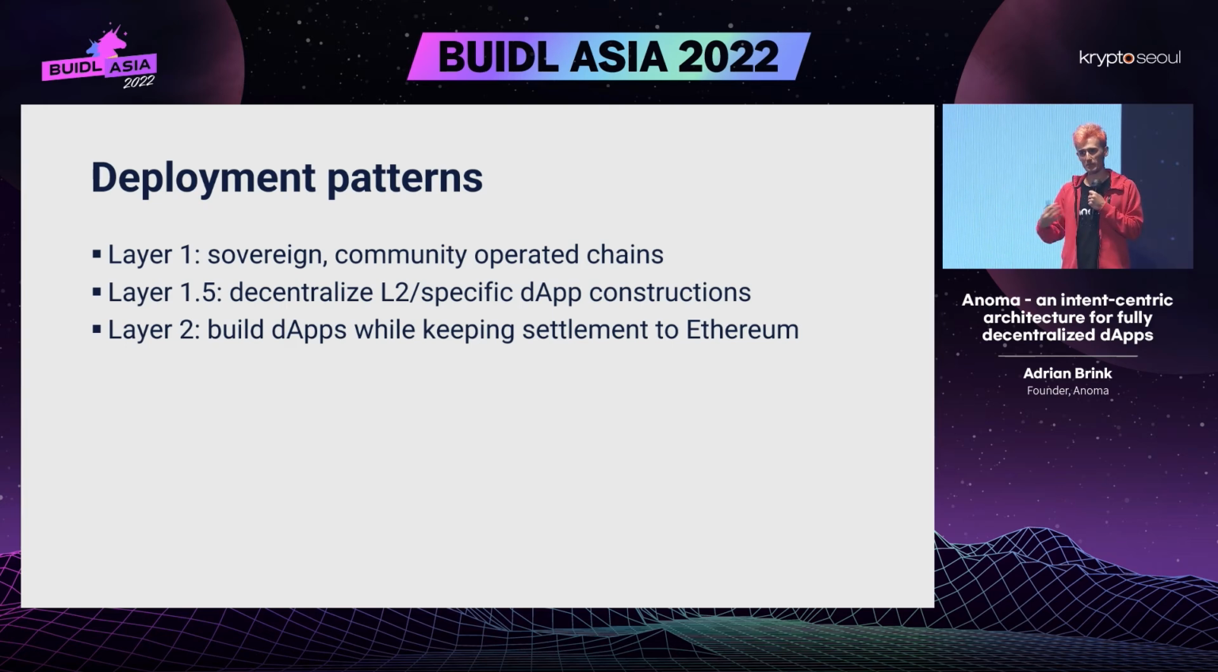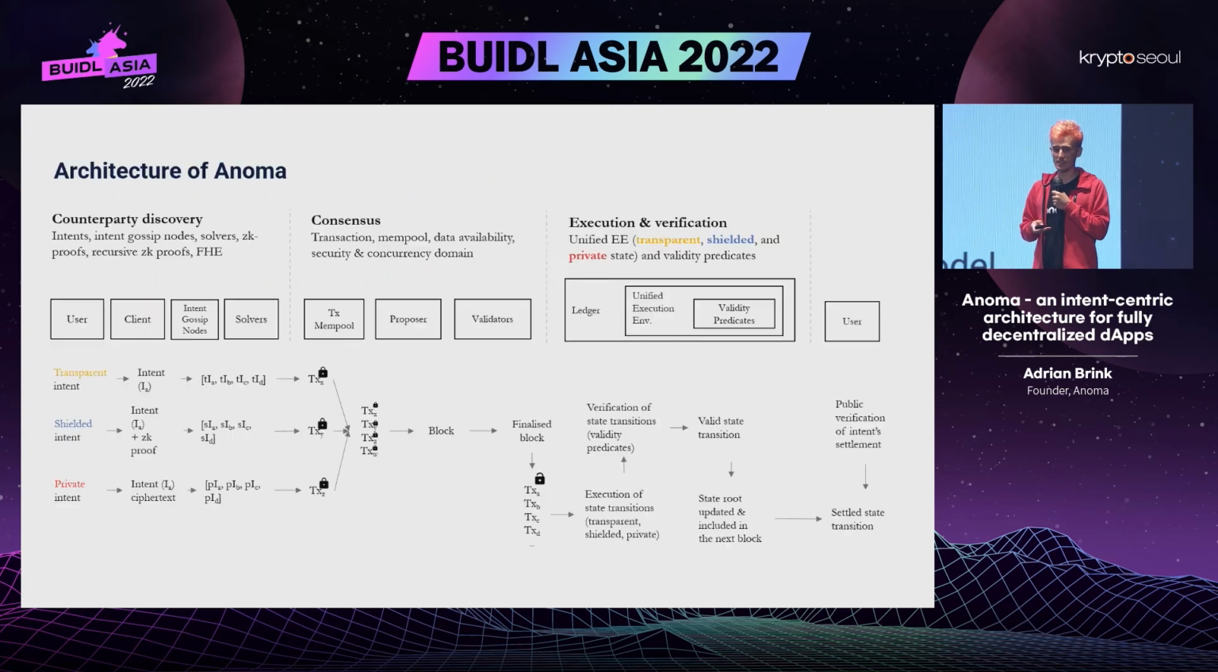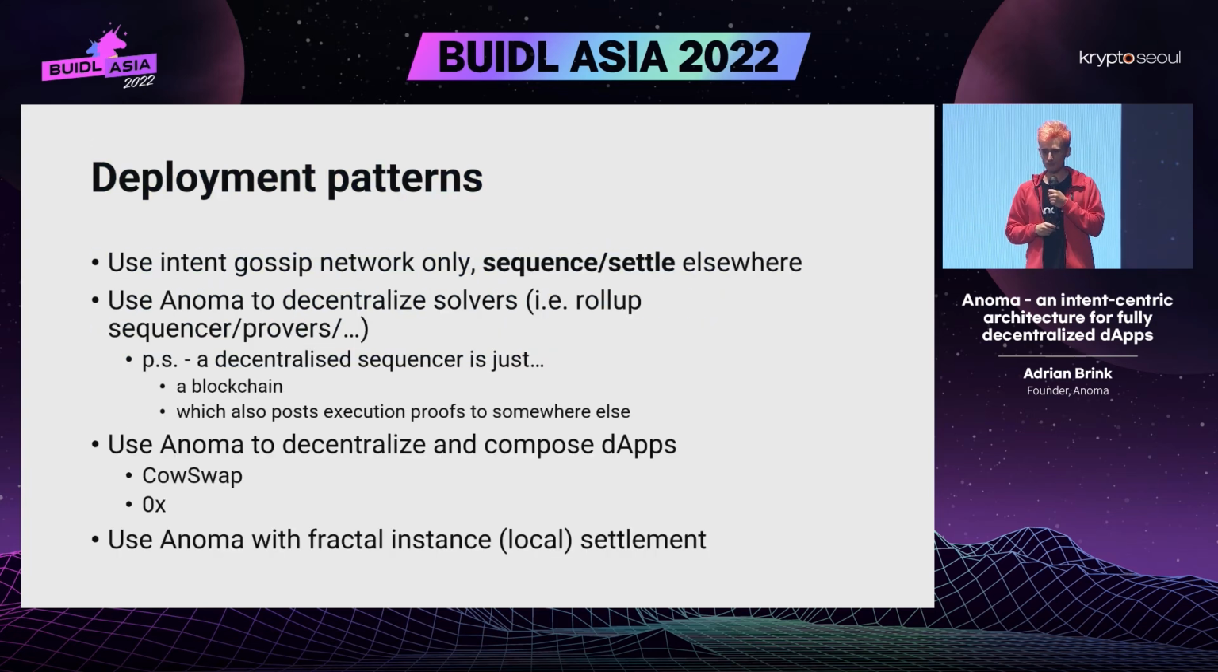For example, like Starknet or Optimism or Arbitrum, where you just focus on decentralizing the intent gossip and solving part. Or you deploy this fully as an L2, where even the underlying settlement happens on Ethereum, and in that case you end up deploying the unified execution environment to Ethereum. So the first case was you can use the intent gossip network only, and you sequence and settle elsewhere. The second one is you also decentralize the solvers, not just the gossip. This you can do to decentralize things like CowSwap or 0x. Or you can deploy Anoma as a fractal instance.